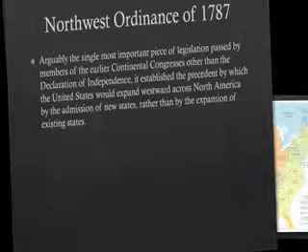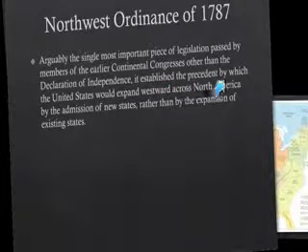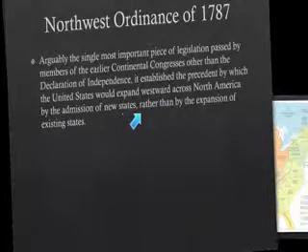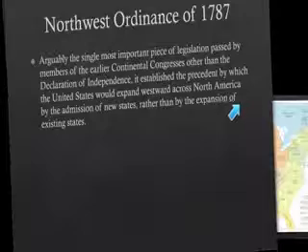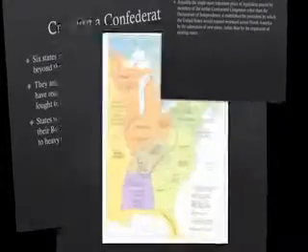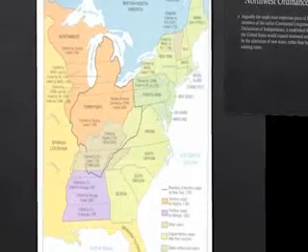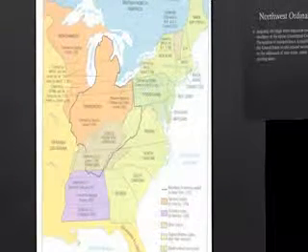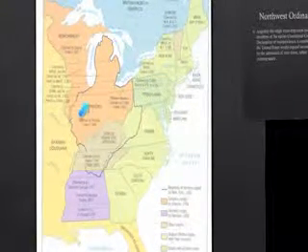The single most important piece of legislation then becomes this Northwest Ordinance of 1787. It establishes the precedent by which the United States would expand westward across North America by the admission of new states rather than the expansion of existing states. So that sets this precedent that in the future these areas would become new states.